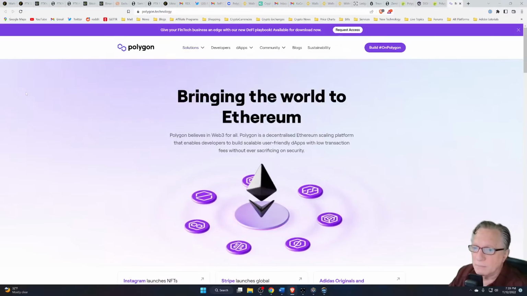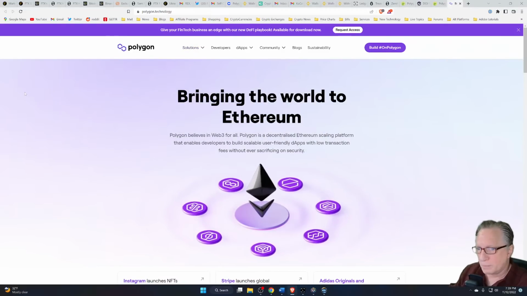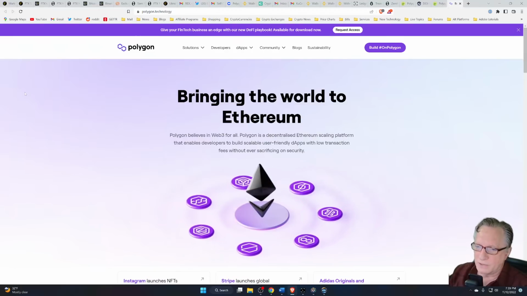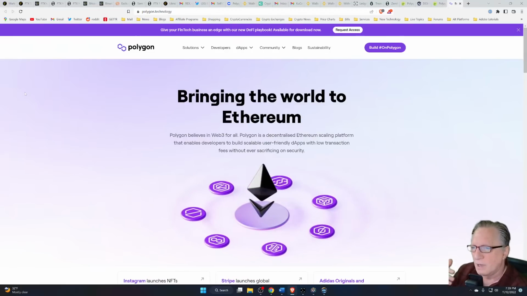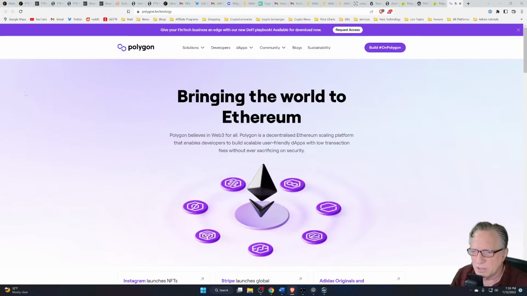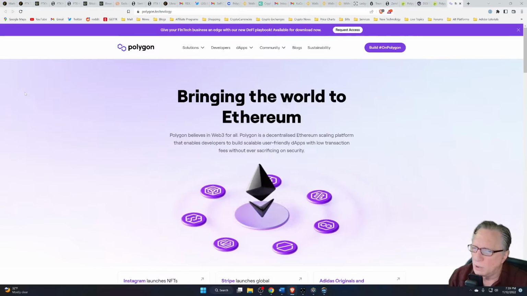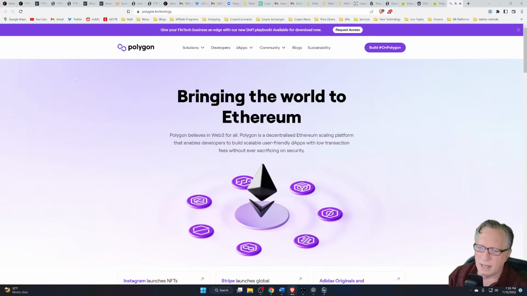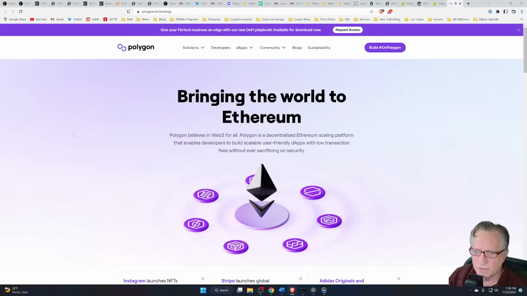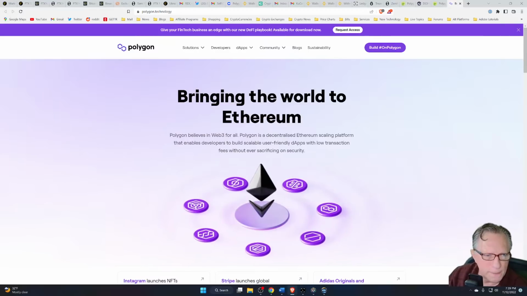Now, there are some smaller crypto projects that you should be wary of, right? You should be wary of small crypto projects with very low liquidity and shady developers that will do rug pulls and things like that. But that's not going to happen with Polygon. It's too well established for that sort of thing to happen.